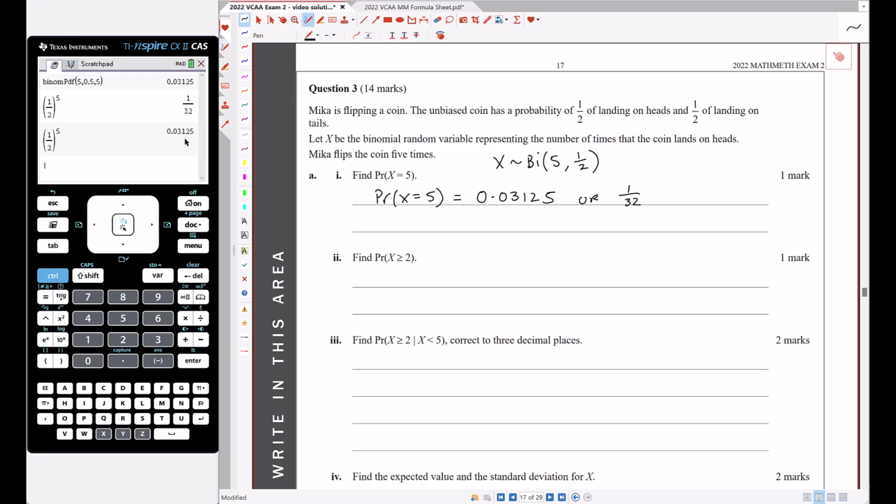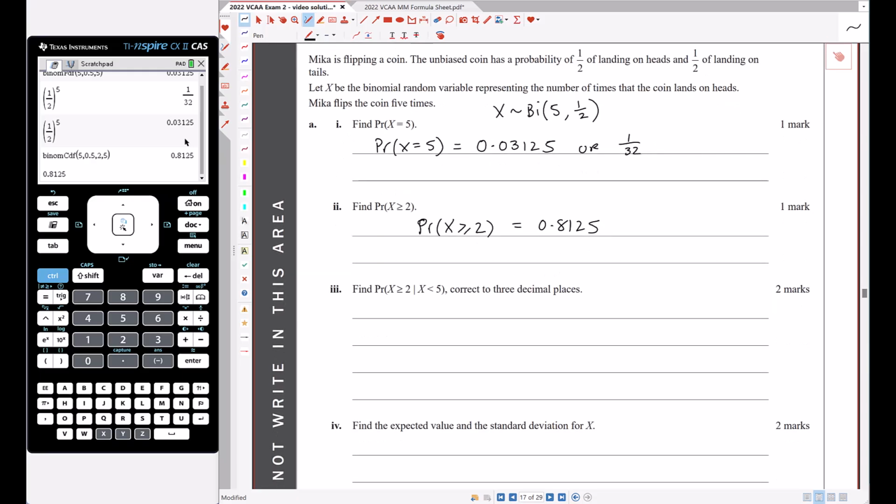Find the probability that x is bigger than or equal to 2. Menu 5, B. Number of trials is 5. Probability of success is 0.5. We want to go from 2 to 5. Again, let's check. Yes, that's a nice exact value again. So probability that x is bigger than or equal to 2 is 0.8125.